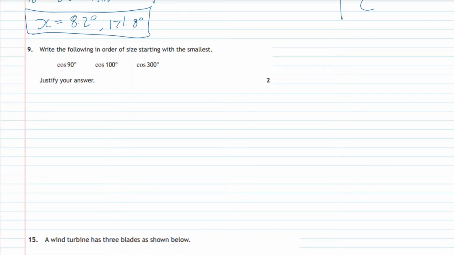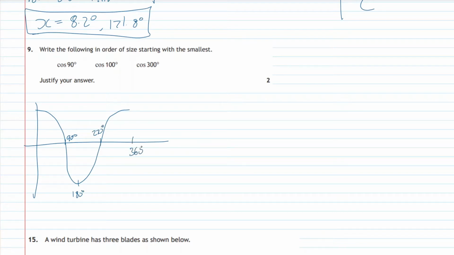So when in doubt, sketch it out. Quick cos sketch here. I'm not the best at drawing cos, but that'll do. And remember the key points of the cos graph: it is 0 at 90, midpoint's 180, across again at 270, and obviously it ends at 360. So we know straight away that cos 90 is one of the answers, and cos 90 is 0. Cos 90 is 0, so we'll write it down straight away. That's going to be the smallest one, regardless, unless there's another 0.